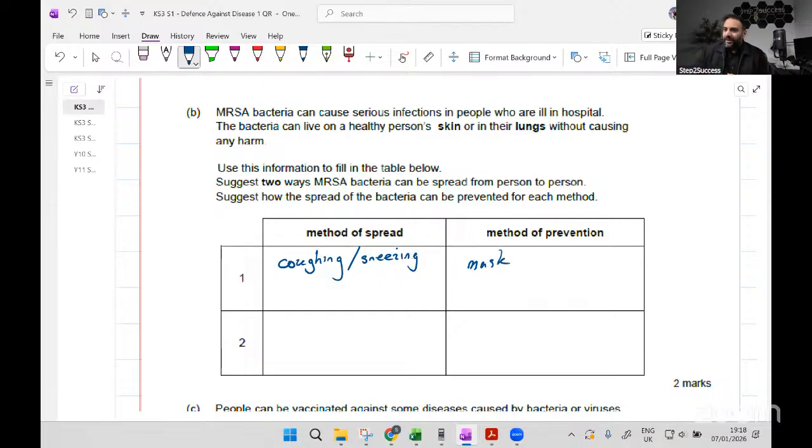That would work. The other major way of spreading disease is if you have something on your hands and you touch someone else and you pass it on by touch. How could you prevent diseases spreading from your skin? By washing your hands regularly or using hand sanitizer if you like. And there you go. Right, that's that. This is booklet number 1.